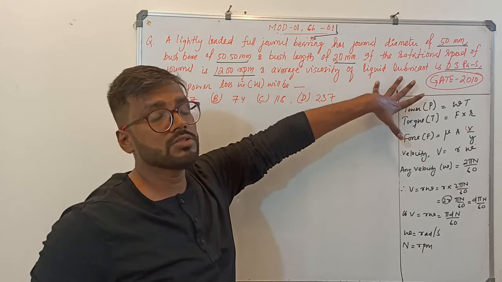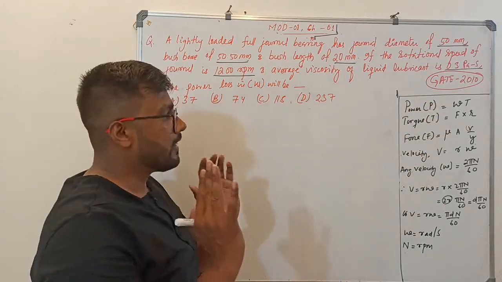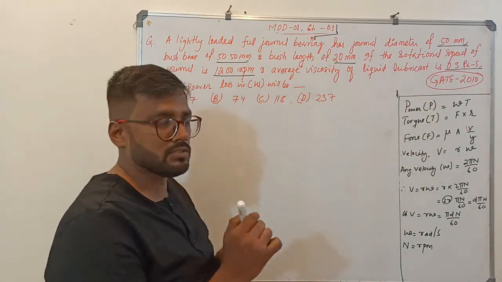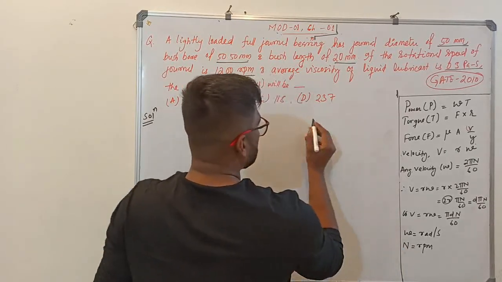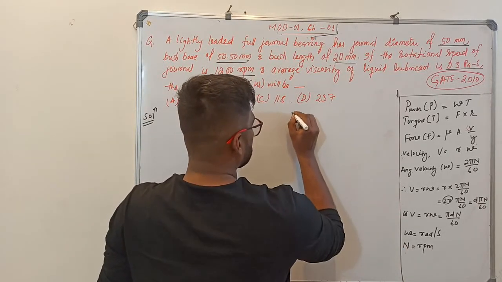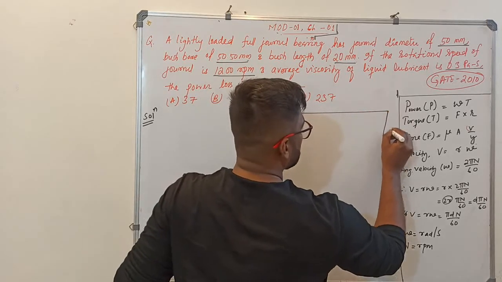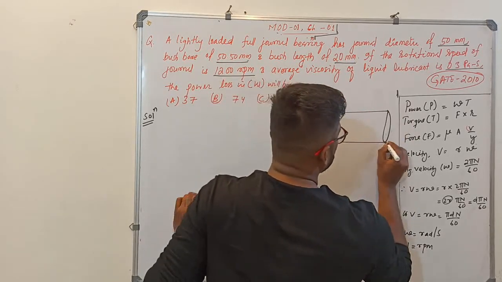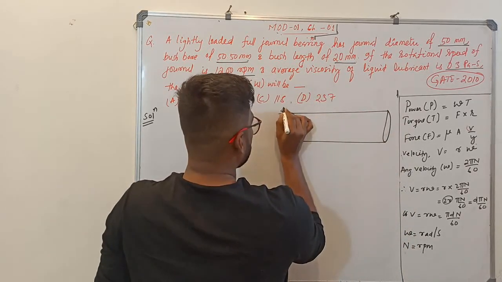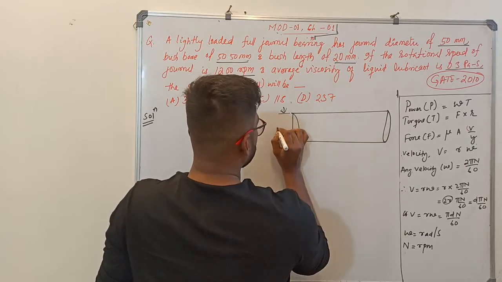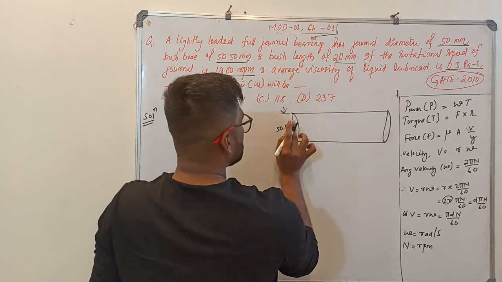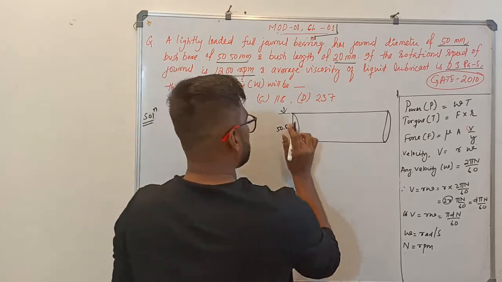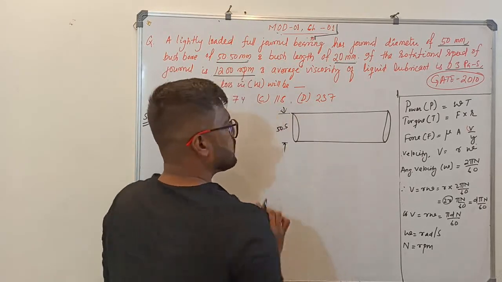It's a GATE 2010 question, a 2 marks question. So look carefully, step by step. First, let us understand what this question is all about and what it is trying to tell us. There is this bearing bush. Its diameter is 50.05 mm. Everything is in mm.